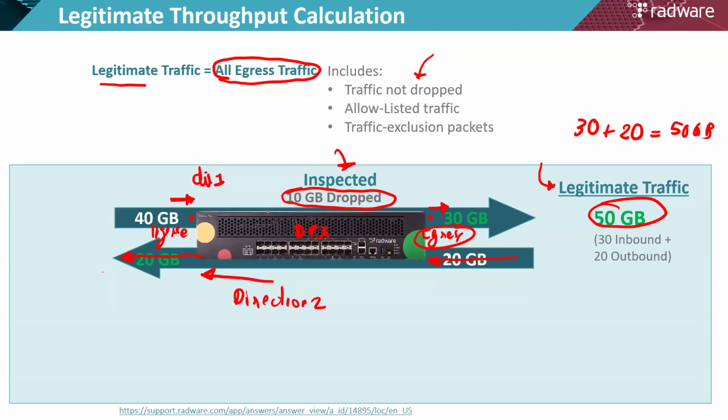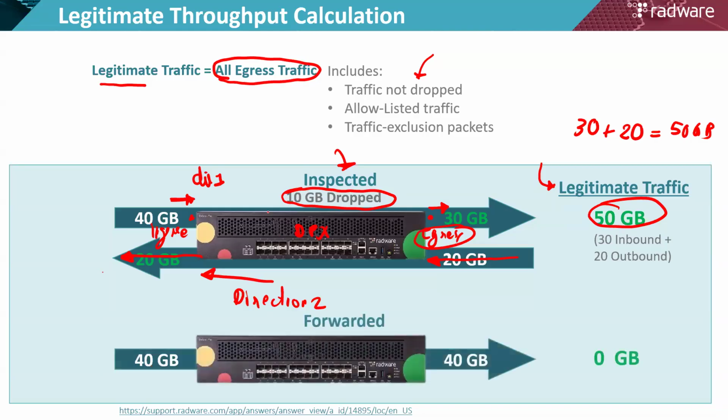Now, if you use the Defense Pro as a forwarder device, since we are not inspecting anything, in this forwarding mode the Defense Pro does not do any inspection. We are just simply forwarding whatever traffic that we are getting out of egress ports. We are not doing any inspection, we are not dropping any traffic. In that case, we will not consider this traffic as legitimate traffic.